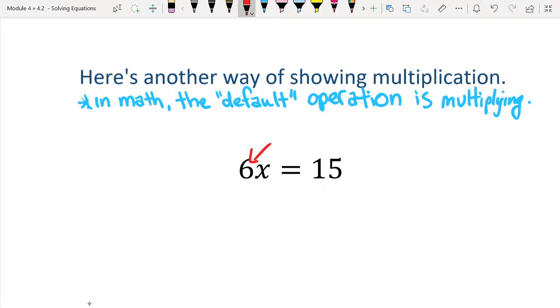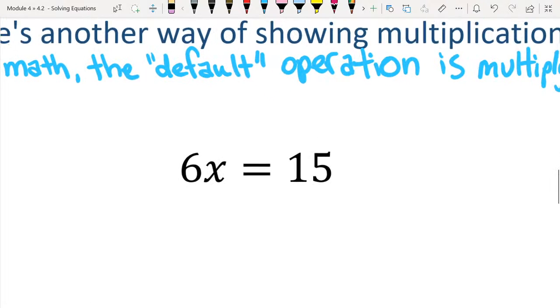So this means x times 6. But more often than not, we just write it this way. So you have to be ready for that, because this is usually how they're actually going to show you multiplication, because it's easier and quicker and just simpler to do. So you have to know that that means x times 6.